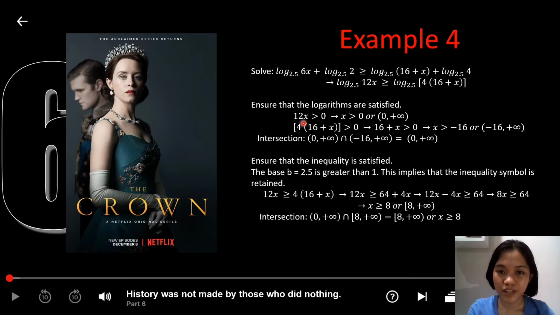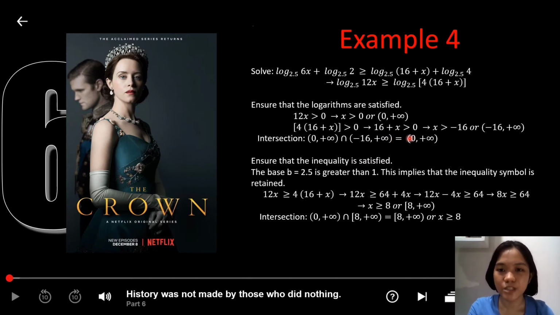By dividing both sides by 12, we get x is greater than 0, or 0 and positive infinity in interval notation. For the second one, 4 times 16 plus x is greater than 0. Now, we have to exclude the number 4, since the term that has x in it is 16 plus x, which is this one. So 16 plus x is greater than 0.